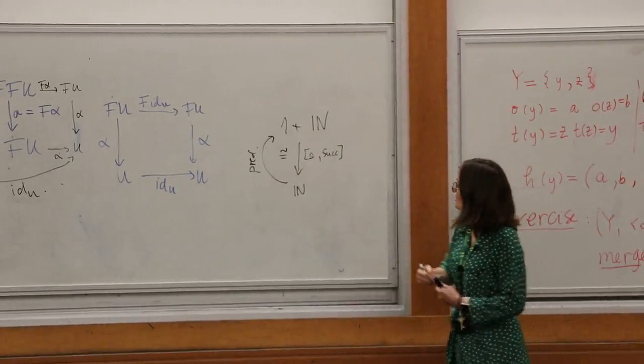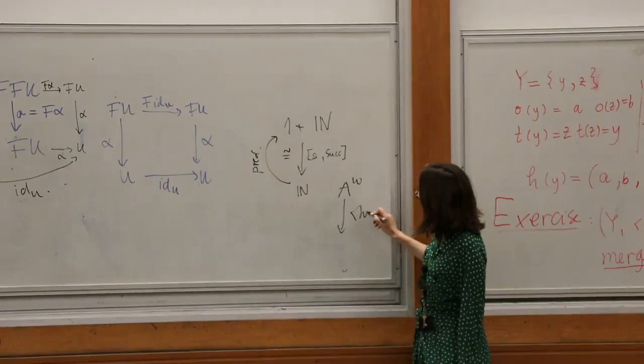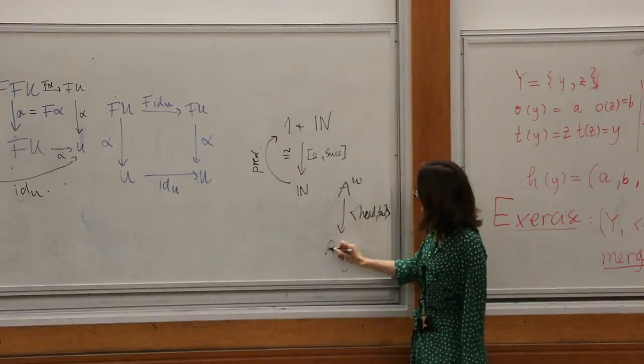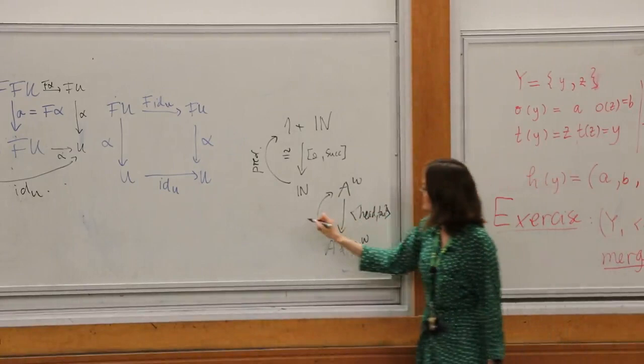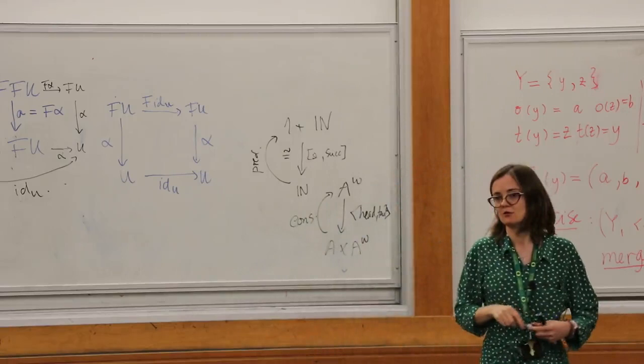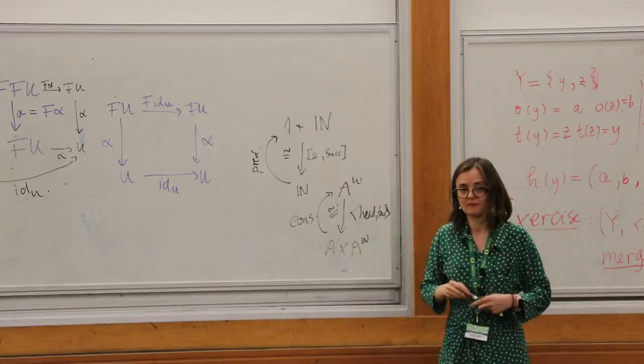Dually, for the infinite stream case, when we have head and tail, what would be the canonical inverse? Concatenation, cons. So you take an element and you put it at the head of your stream. And that's an isomorphism. Okay? So those are instances of Lambek's lemma.